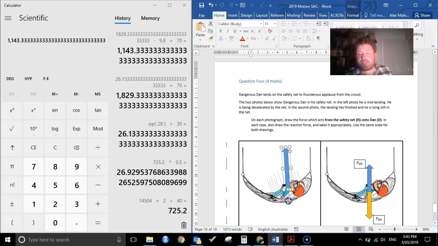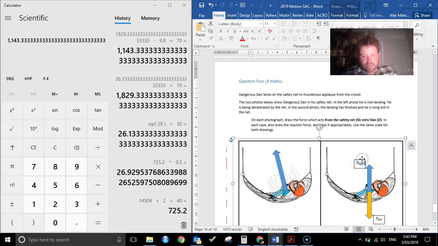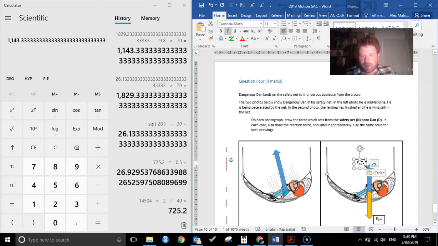I also accepted if you pointed it in a different direction. Because he looks like he's coming in that way, you probably want to say that he's being pushed to the left a little bit to take away some of that rightward momentum. But I was pretty easy on that one. As long as you didn't have the arrow pointing out to the right or something, then anything either upwards or leftish upwards was okay. But if we'd been completely technical about it, it would be there. And once again, that's labelled net on Dan.